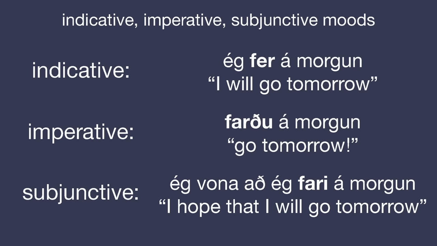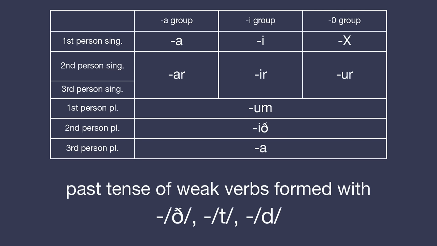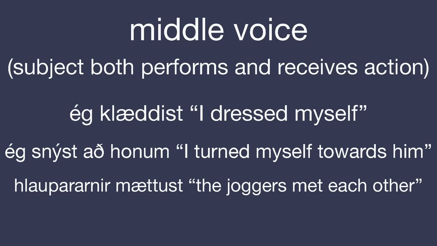Verbs have the indicative, imperative, and subjunctive moods, and while infinitives usually end with a, there are different conjugation groups depending on the vowel or lack thereof. There's personal conjugation for the three persons in two numbers, and the past tense of weak verbs is formed with th, t, or d, depending on the stem. Icelandic also has the middle voice, in which the subject is both performing the action and is affected by it, a sort of combination of the active and passive voices.